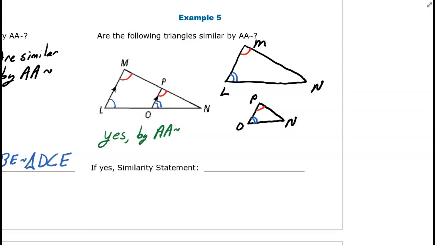And now I want to put the letters in the correct order, and having the two triangles drawn separately makes it easier to see. So if I say triangle LMN, that would be similar to triangle OPN.